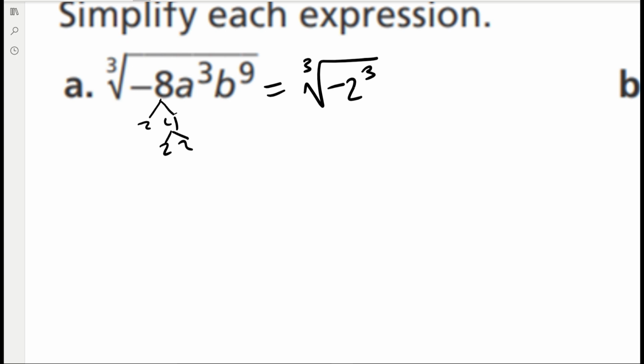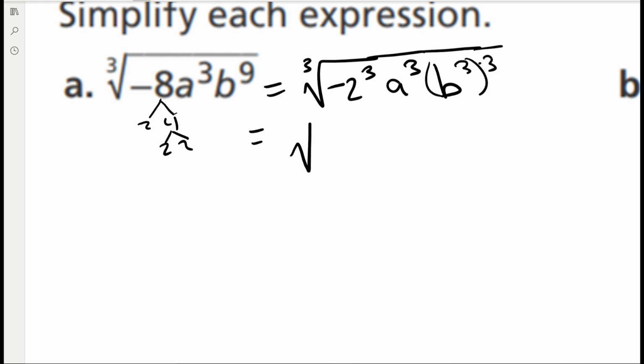And then we have a cubed, right? So a cubed, there's nothing that we can really do there because that's a 3 and that's a 3, so this is perfect. Now for the b to the 9th, there's three 3's in 9, right? So I can write this as b to the 3rd times 3. So therefore the 3's will cancel out later.